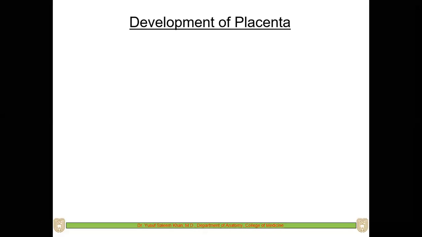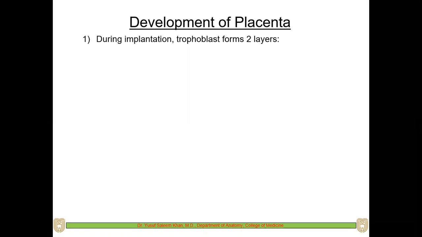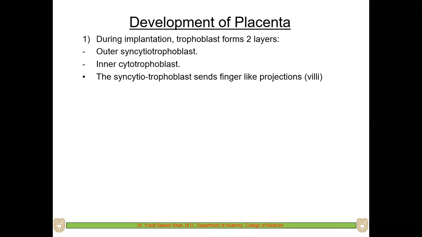Now we'll go to the basic development of the placenta, how the placenta has developed. We studied the placenta, then the umbilical cord and the anomalies. Now we'll go to the development of the placenta. We studied some part of the basic development in the initial stages, and today we'll try to cover more about the same.